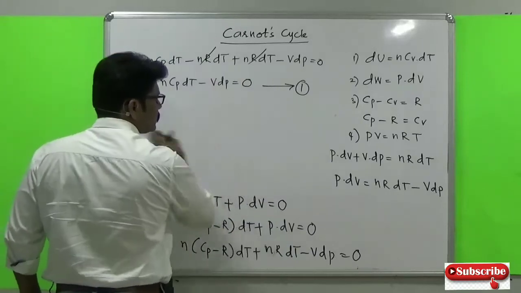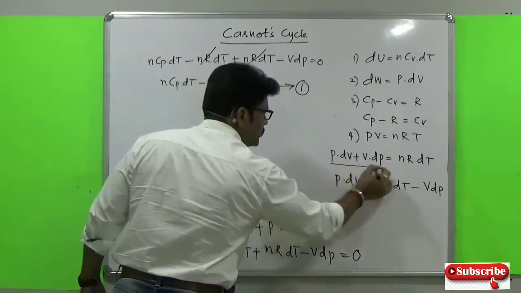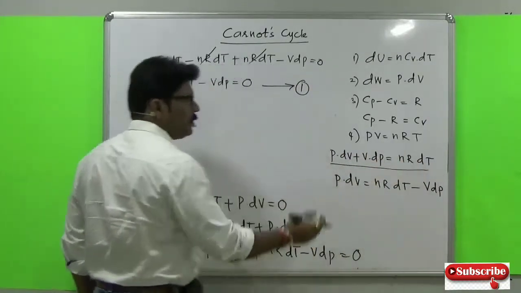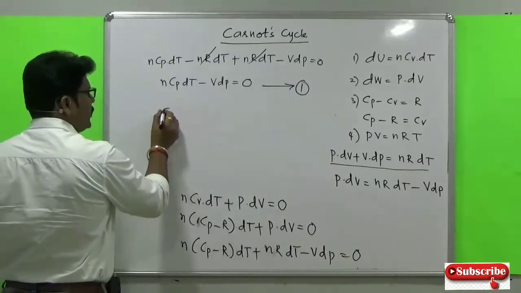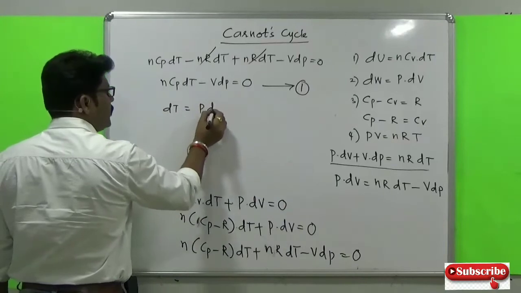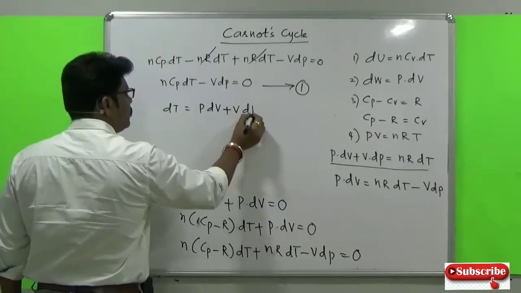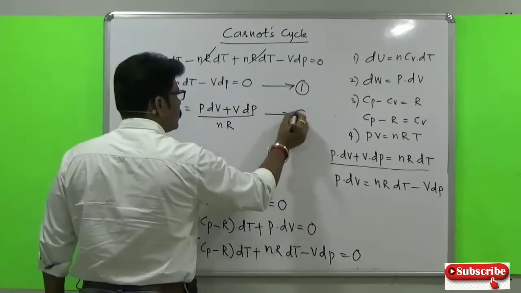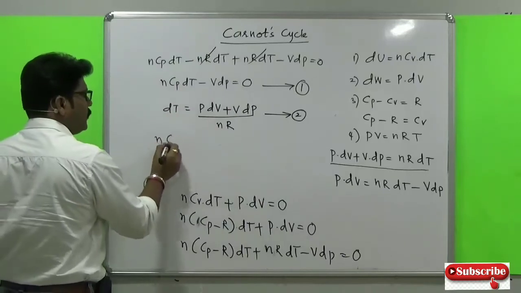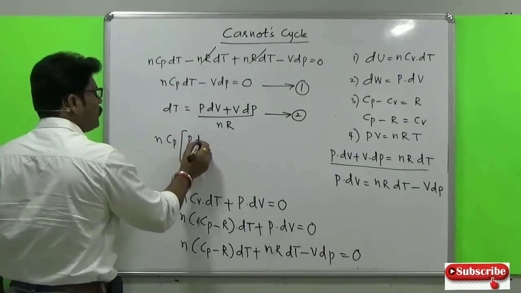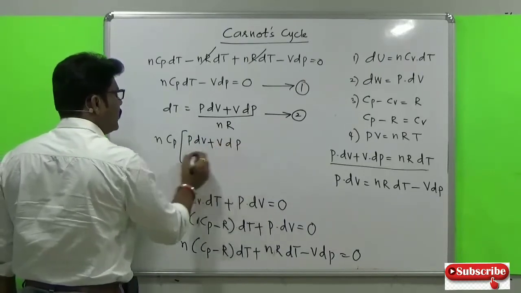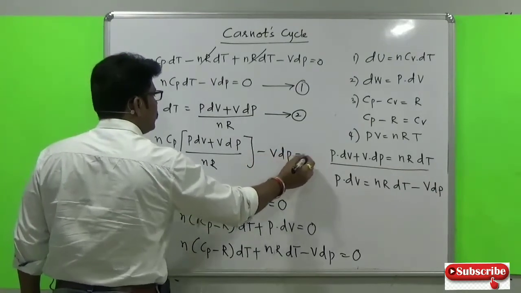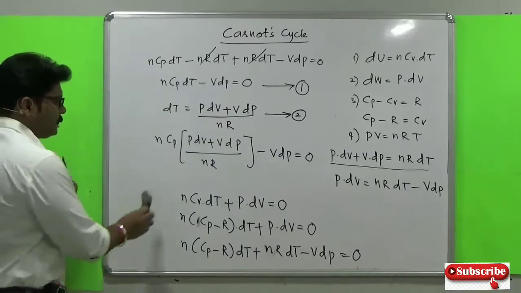अब इसमें से, इस इक्वेशन से केयरफुली देखो, P into dV plus V into dP is equal to nR dT. उसमें से dT देखो, so dT can be written as P into dV plus V into dP divided by n into R. This is equation number 2. देखिए सब्स्टिट्यूट करो: n into Cp into (P into dV plus V into dP) by n into R minus V into dP equal to 0. इधर तक लिखो.